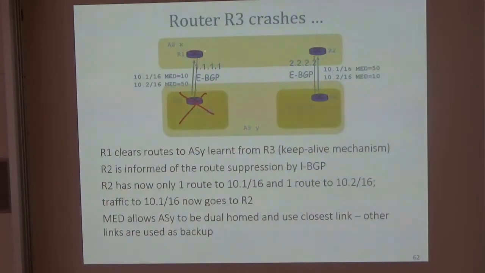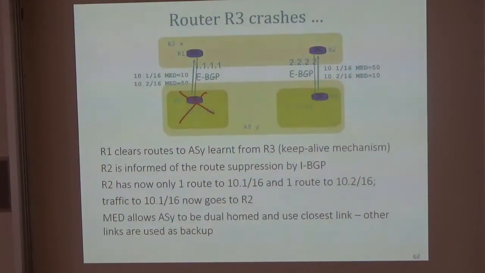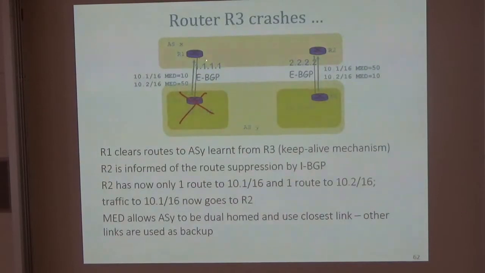R1, before informing R2, will of course pick another route to those two prefixes, the one it had learned from R2, which is stored in the RIB-in. So it will pick this route now because it's the best, being the only one. And because R1 has changed its route to, for example, this prefix 10.1 and 10.2, it will inform R2 of the suppression. And R2 will also therefore change its route and send all traffic here.